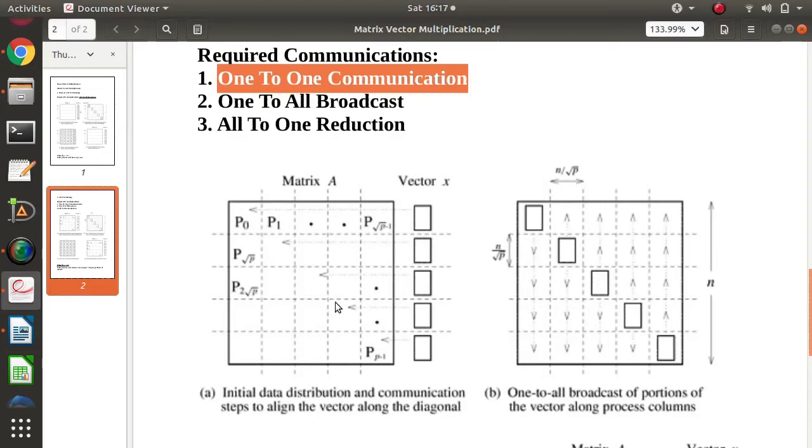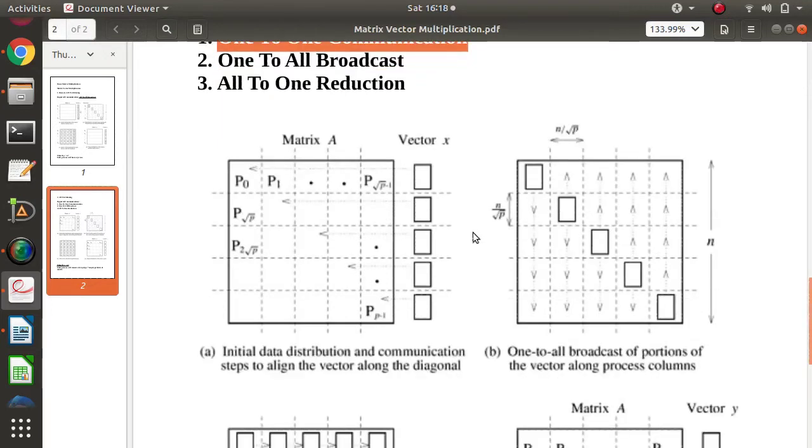Here you can see the processes which are holding diagonal elements. So this is how the vector is distributed. This is the one-to-one communication, and that is the first step. In the next step, as I already told you, for multiplication we require these elements and these elements, so we require the complete vector.